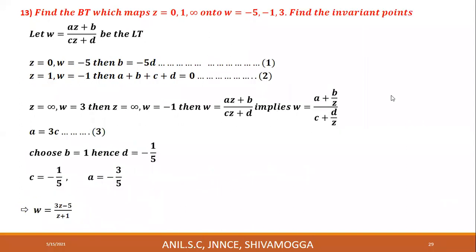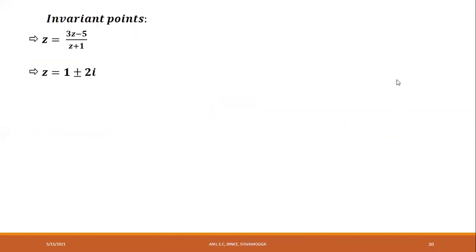One more problem. Find the bilinear transformation which maps z = 0, 1, infinity onto w = -5, -1, 3. Find the invariant points also. Either note down the problem or take a screenshot of this. Answer is w = (3z - 5)/(z + 1). Invariant points are 1 ± 2i.